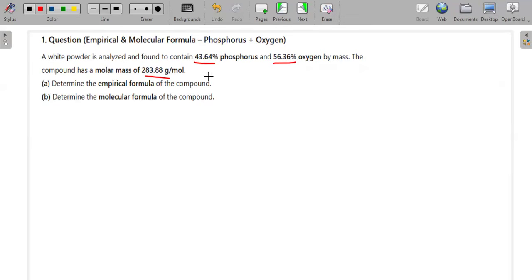All right, so here we have to make sure first of all that these percentages add up to 100. So you try adding them and then you see. So 43.64 plus 56.36. Okay, so it gives me 100%. If you're satisfied that it's 100%, then you can start finding your empirical formula now. So as usual, we're going to say element here. Okay, so we have phosphorus and what? Oxygen. So I'll put phosphorus here and oxygen.